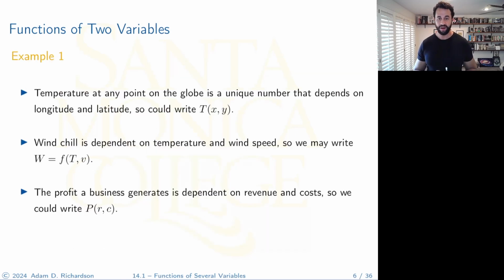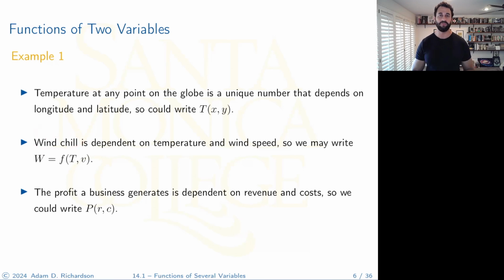Right, okay. Here are some basic examples. So temperature. At any point on the globe, if you want to know the temperature at some point on the globe, it's a unique number and it depends on longitude and latitude. So we could write that the temperature is some function of x and y, where x is the longitude and y is the latitude, or vice versa, right? So we can describe that, and you can get basically a temperature map of the whole world.